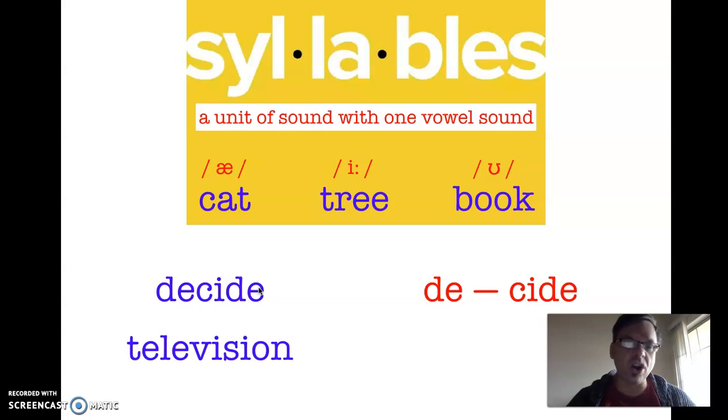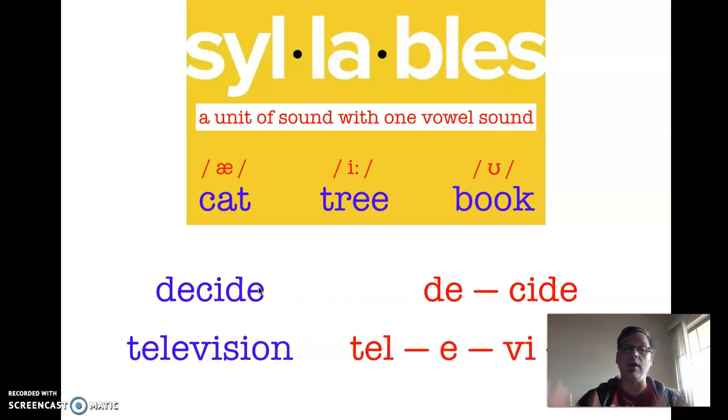Another one, a longer one, something you have maybe in your living room. A television, right? How many vowel sounds do you hear? Television. There are four. Television. So when we're talking about stress, stress and syllables go together, okay? We need to understand both of those.